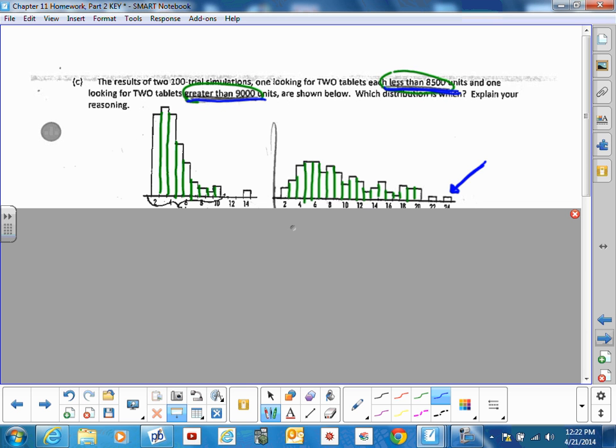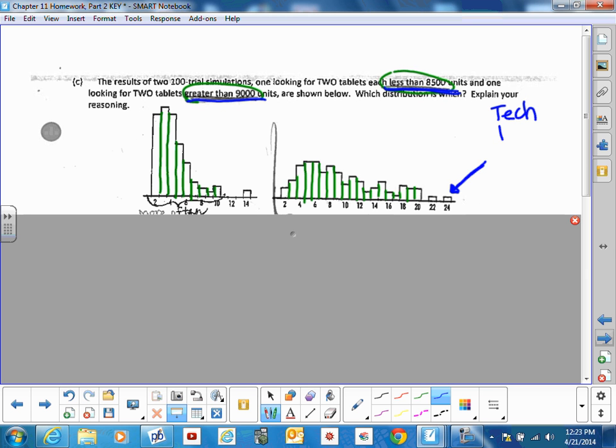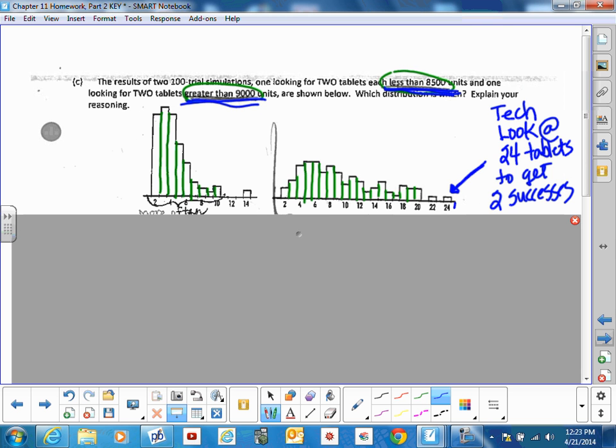Do you see that? This number 24 right here means that the lab tech had to look at 24 tablets to get 2 successes, whether that is less than 8,500 or greater than 9,000, which we still have to determine. So why do you think some of these would have to go all the way out to 24, and this one only had to go out to 14? What's the quality of this set here since it takes longer?